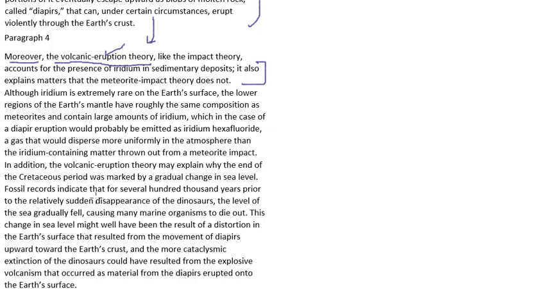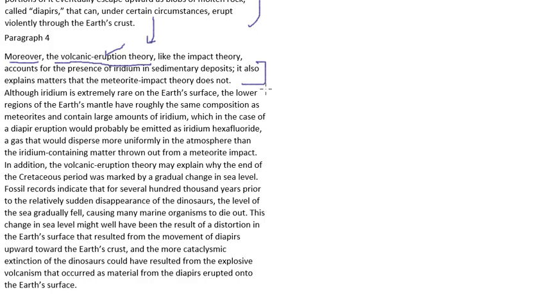Fossil records indicate that for several hundred years prior to the relatively sudden disappearance of the dinosaurs, the level of the sea gradually fell, causing many marine organisms to die out. This change in sea level might well have been the result of a distortion in the Earth's surface that resulted from the movement of diapirs upward towards the Earth's crust. And the more cataclysmic extinction of the dinosaurs could have resulted from the explosive volcanism that occurred as material from the diapirs erupted onto the Earth's surface.